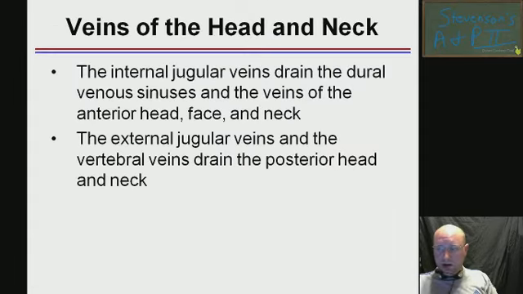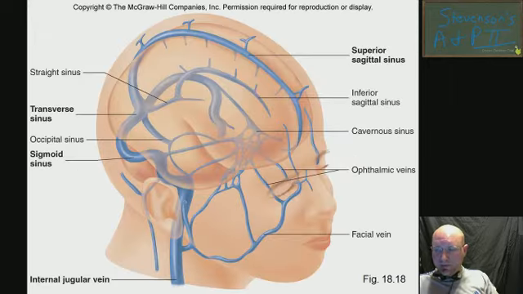Okay, the veins of the head and the neck. The internal jugular veins drain the dural venous sinuses and the veins of the anterior head, face, and neck. The external jugular veins and the vertebral veins drain the posterior head and neck. So let's check these out. We look at the internal jugular vein, how it drains the head going down. We have the facial veins, the face, the ophthalmic veins, cavernous veins, inferior sagittal sinuses.